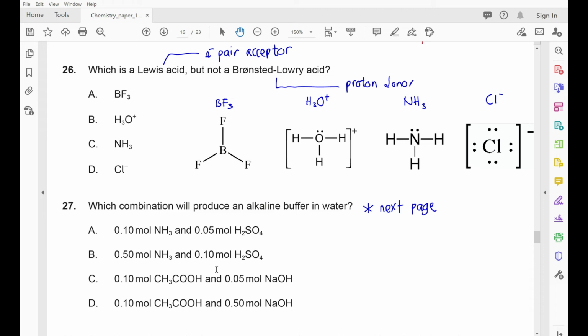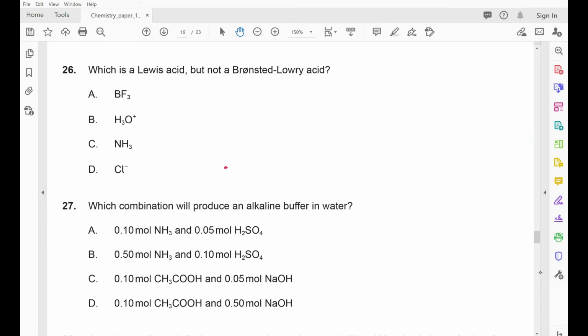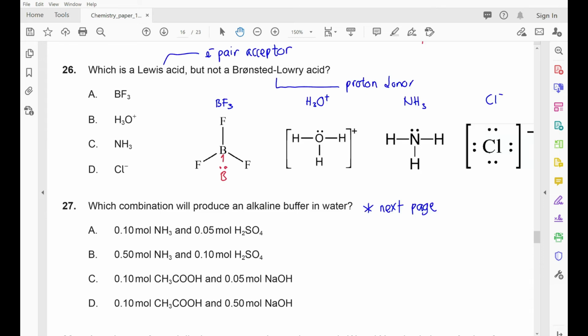Let's take a look at boron trifluoride. Boron only has 6 valence electrons around it, so it can actually accept another pair of electrons from a base. It is not a Bronsted-Lowry acid because it doesn't have a proton or H plus ion, so the answer is A.